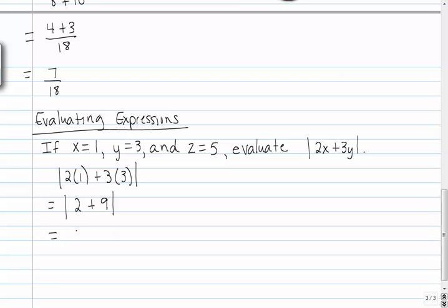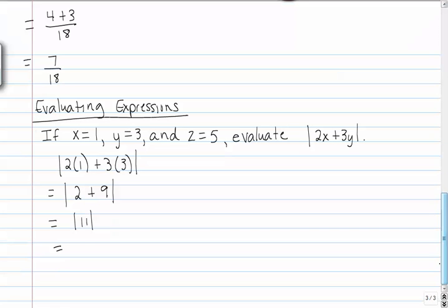And then go ahead and add 2 and 9 together. So we have the absolute value of 11. And then just take the absolute value of 11. You know that you just keep it positive. Absolute value is always positive. So the answer there is just 11.